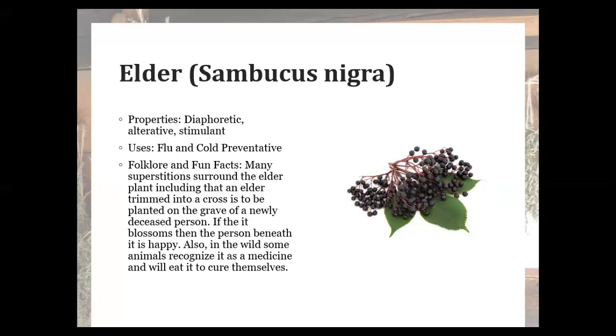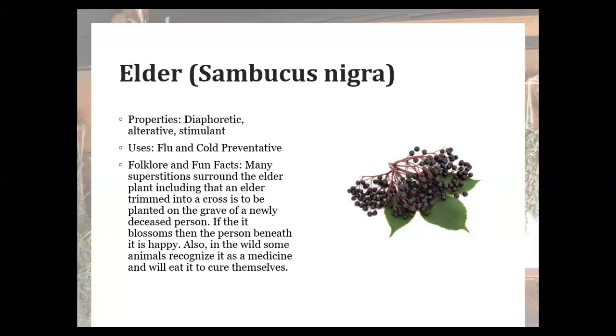So elder is an interesting plant, and there are a whole lot of superstitions around the elder plant. Some are even in direct contrast with each other. I've mentioned one here: if you plant an elder tree on the grave of a newly deceased person, and trim it into a cross, if it blooms, then it means that the person who is buried beneath is happy. And there are all sorts of superstitions about elder in this same vein. If you look it up, you can find all kinds of interesting information about elder superstitions.